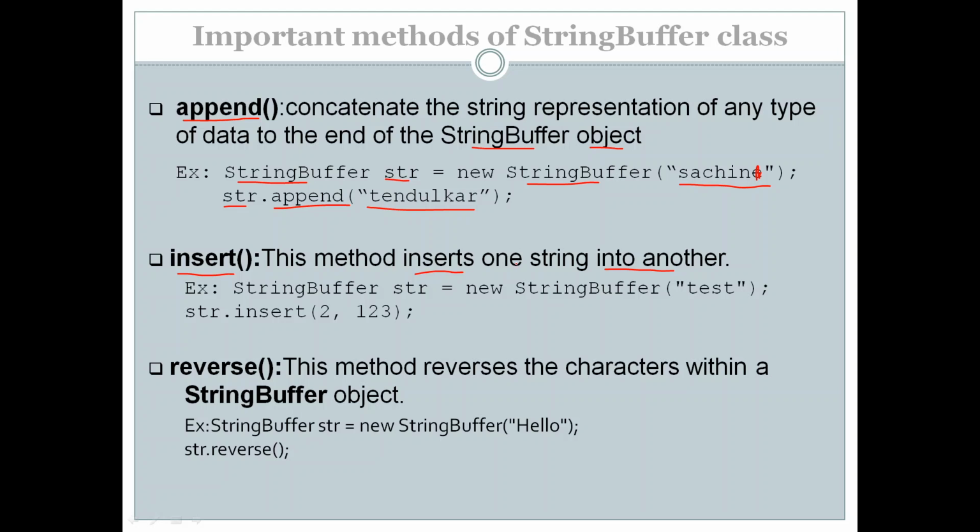So for the insert method, you can see there is an example. Again they are creating an object of StringBuffer here, str, and it has the value test. And then suppose I want to insert a new string in between this original string which contains the value test. Suppose after E I want a new string. So in between this test itself I want to add a new string. How can I add it?